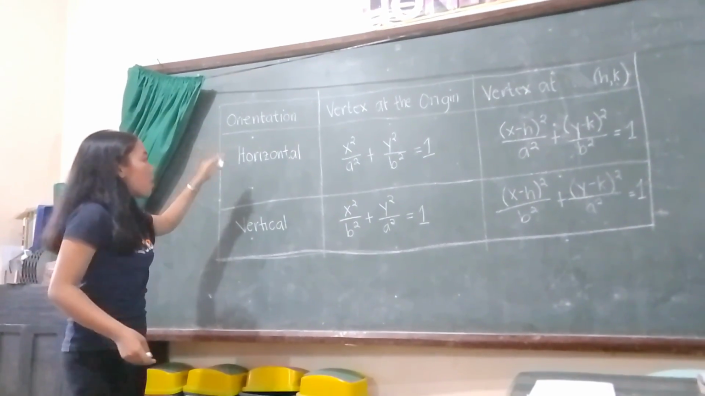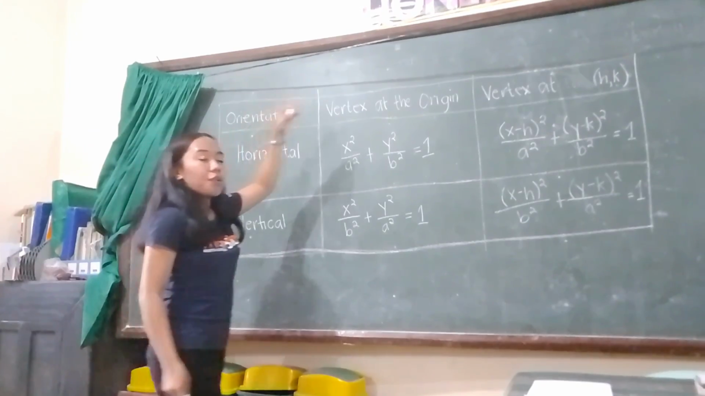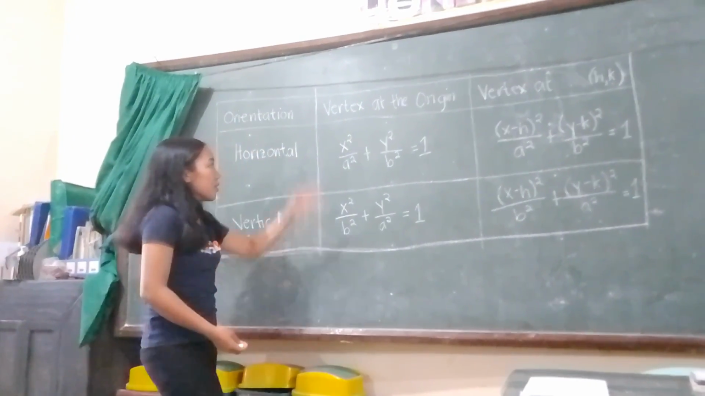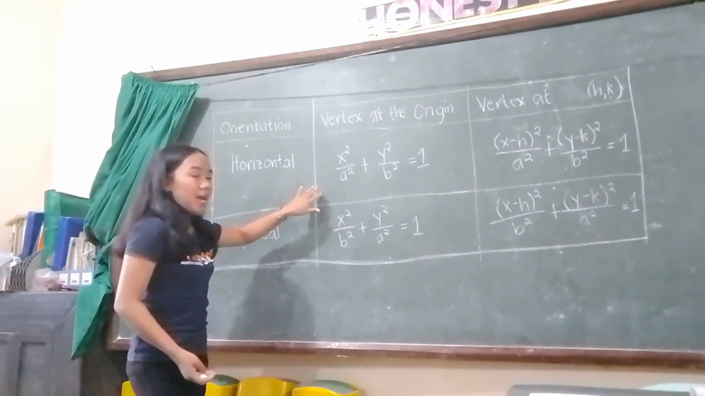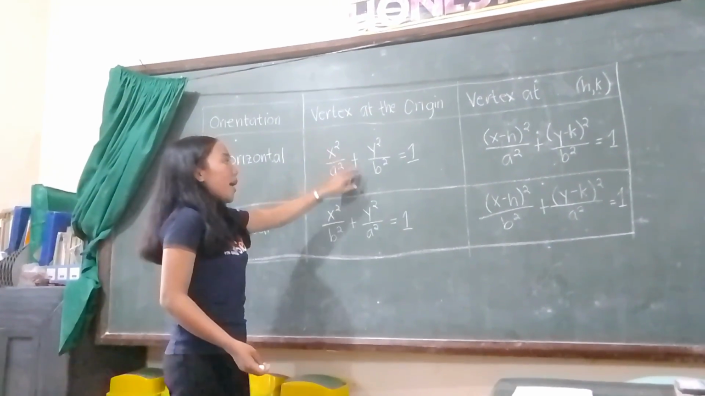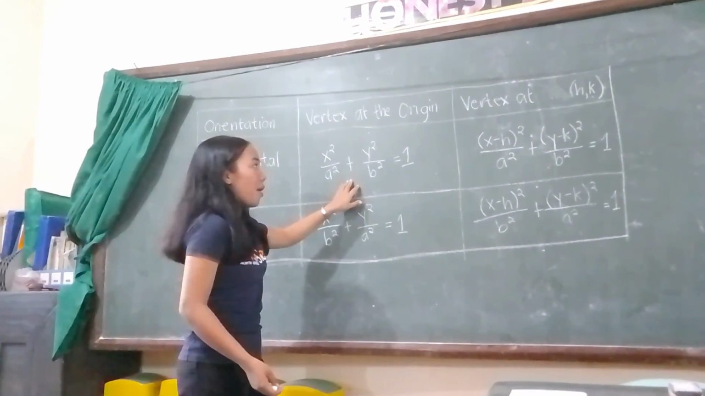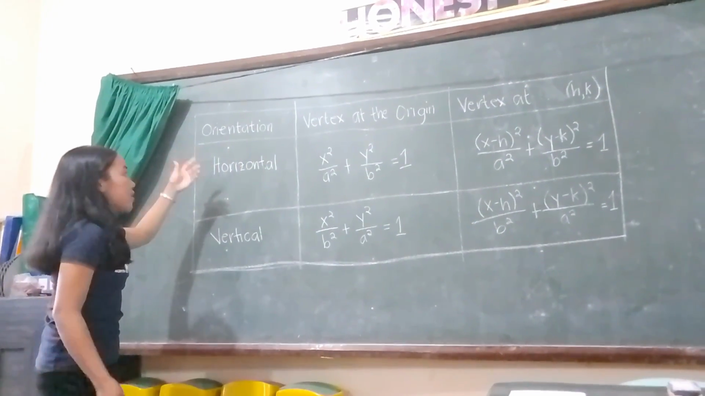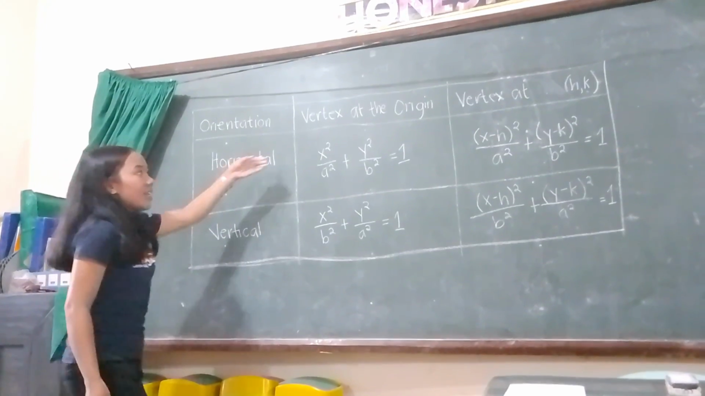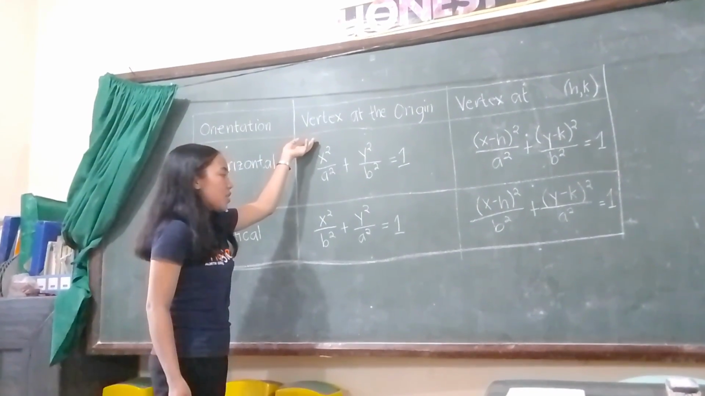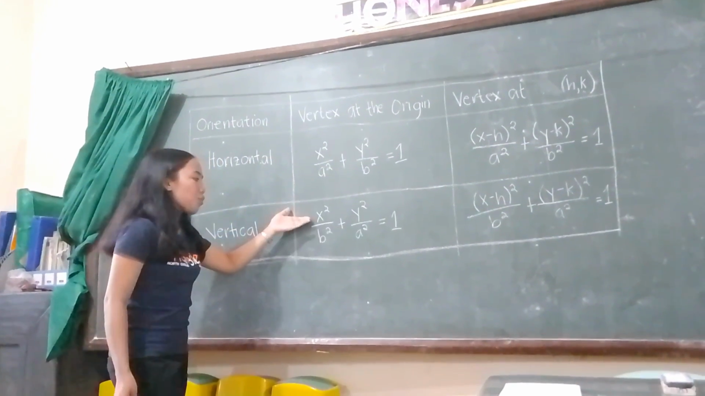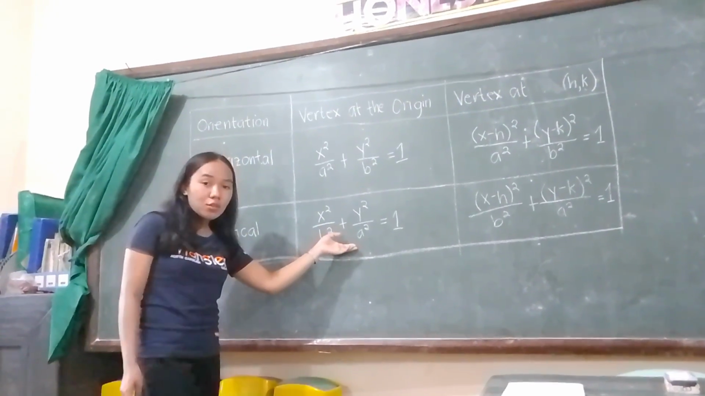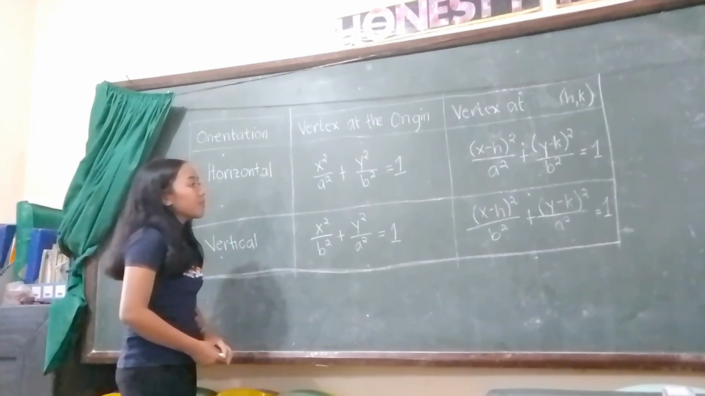If the orientation is horizontal and the center is at the origin, we have x squared over a squared plus y squared over b squared equals 1. And if the orientation is vertical and the center is at the origin, we have x squared over b squared plus y squared over a squared equals 1.